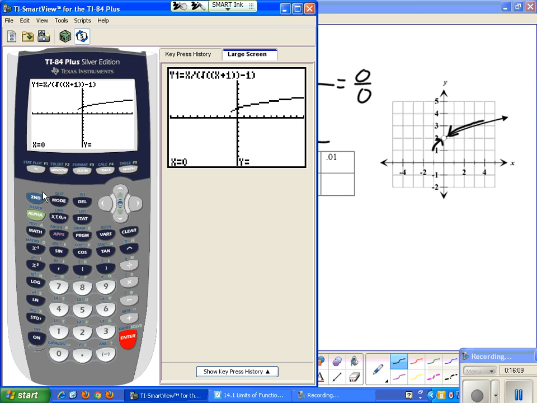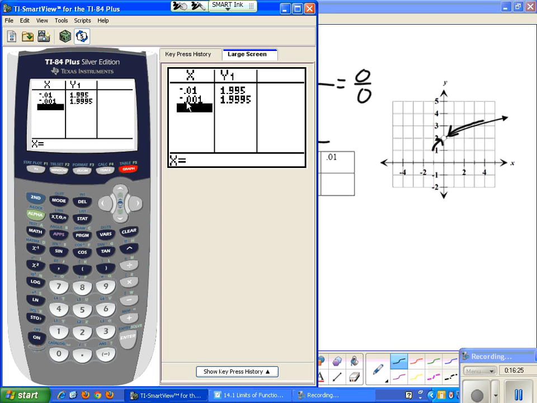Now, if I do my x values as x approaches from the left side, which means we want negative values towards 0, we can do negative 0.01, negative 0.001, negative 0.0001. Oops, I put the wrong one. Negative 0.0001. And then for that one, notice it came up like this.